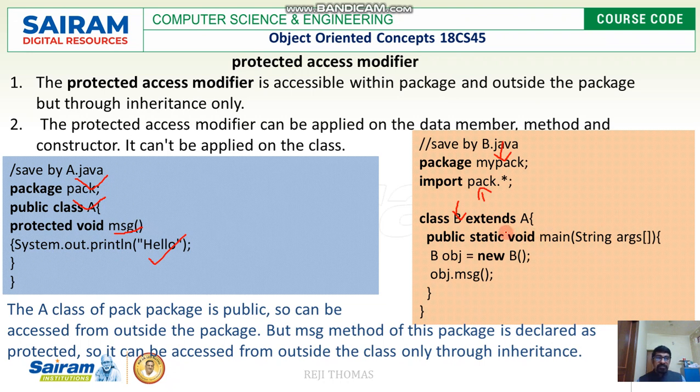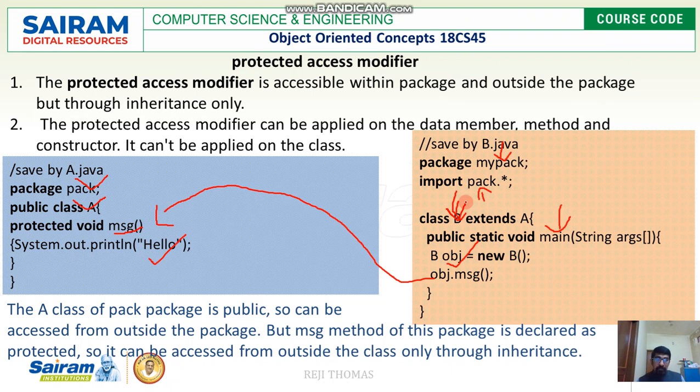Now class B extends A. Class B is going to inherit class A, and it has a main method where I'm going to create an object of class B. The object name is obj. Now using this object, I can access this protected method. Why? Because as we have seen, if an access modifier is protected, it can even be accessed outside the package but through inheritance. Where is inheritance? This is the place where inheritance happens.